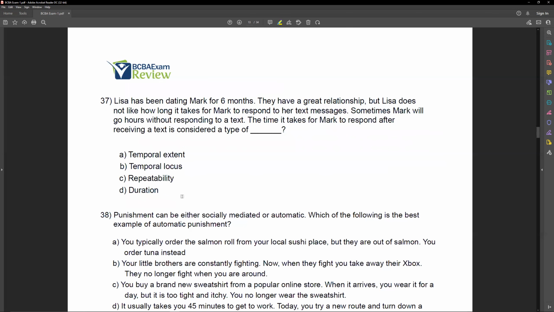Okay, so what do we do? We can eliminate duration. Duration is out, of course. Repeatability is out as well. That leaves us with temporal extent and temporal locus. Is latency temporal extent or is latency temporal locus? Well, duration is temporal extent, right? So it has to be temporal locus. Response time and latency are both temporal locus, okay? The time it takes for Mark to respond after receiving a text is considered a type of B, temporal locus. You got to know all of this, right? You have to know that.